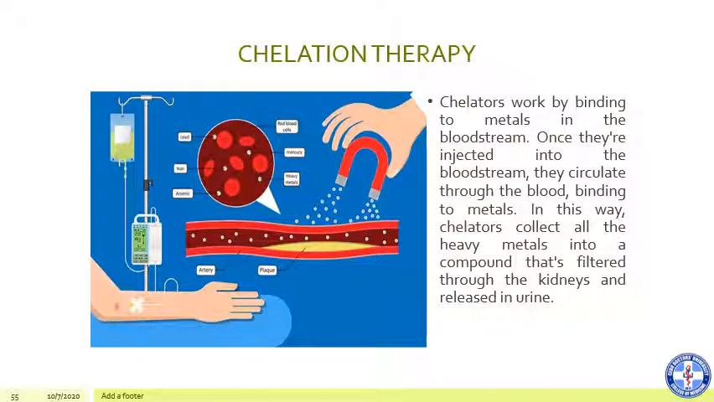Chelators work by binding to metals in the bloodstream. Once they're injected into the bloodstream, they circulate through the blood, binding to metals. In this way, chelators collect all the heavy metals into a compound that is filtered through the kidney and released in urine.